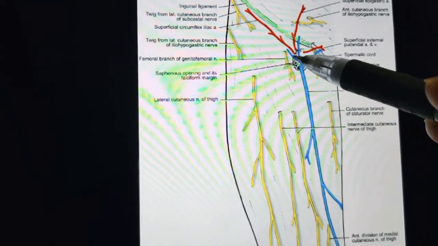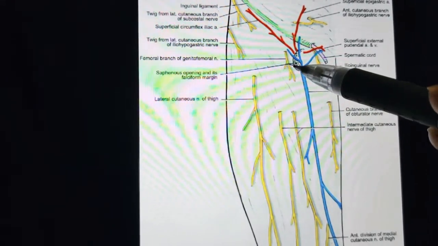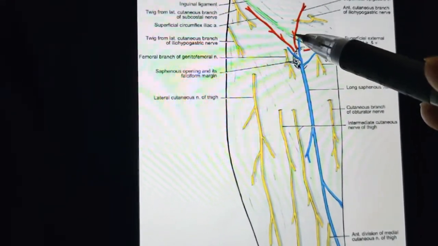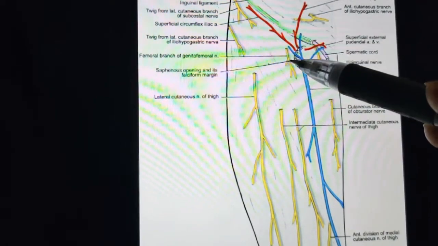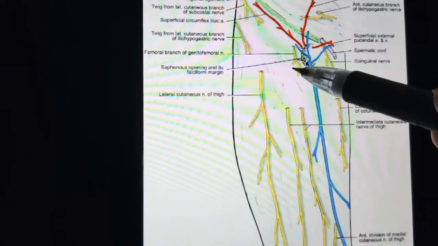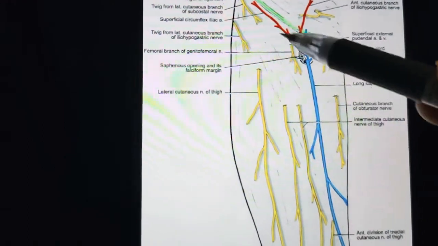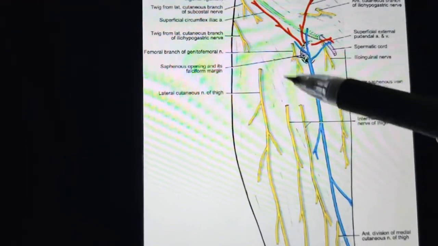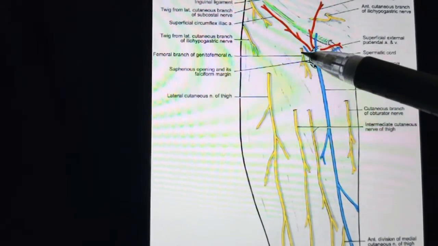It pierces the femoral sheath and overlying deep fascia below the mid-inguinal point. If you remember, this is the mid-inguinal point. So below the mid-inguinal point, it pierces the fascia and it supplies most of the skin over the femoral triangle. Of course, here forms a femoral triangle, right? We'll discuss it later. So the femoral triangle is supplied by the genitofemoral nerve, the femoral branch of genitofemoral.